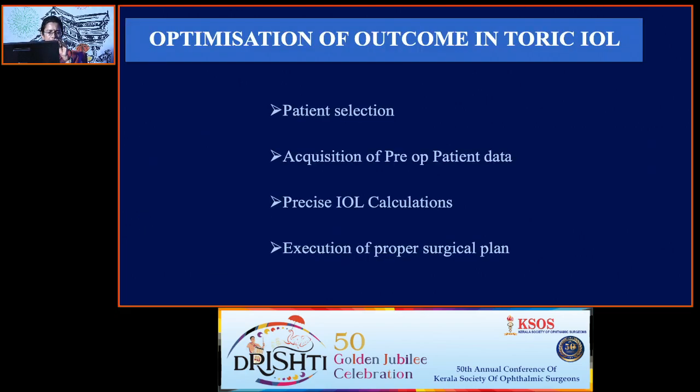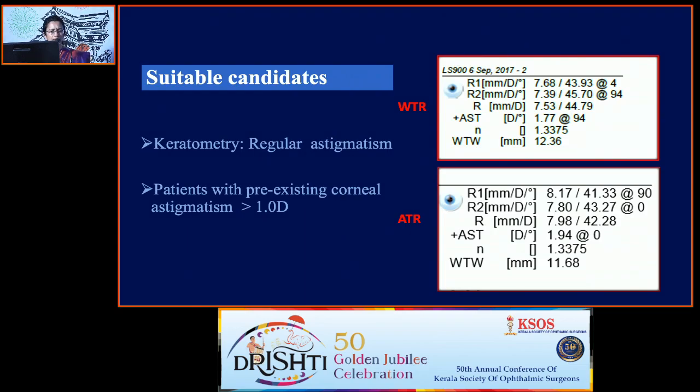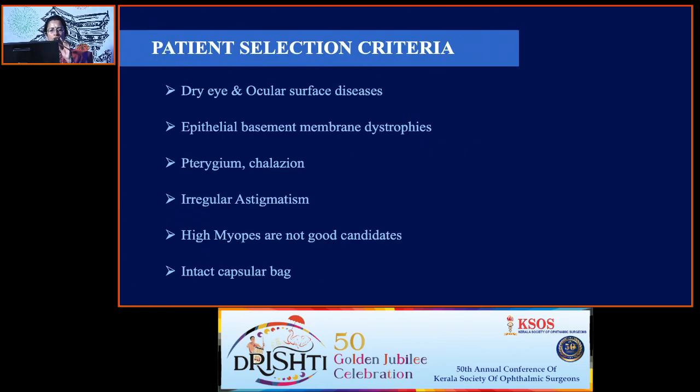So proper patient selection, acquisition of accurate preoperative patient data, precise IOL calculation and execution of a proper surgical plan are critical to optimize toric IOL outcome. Suitable candidates are patients with regular corneal astigmatism of more than 1 diopter. Nowadays we are correcting smaller and smaller amounts of astigmatism. The first patient has regular with-the-rule astigmatism and the second patient has regular against-the-rule astigmatism. Dry eye and ocular surface conditions should be treated before taking keratometry measurements.